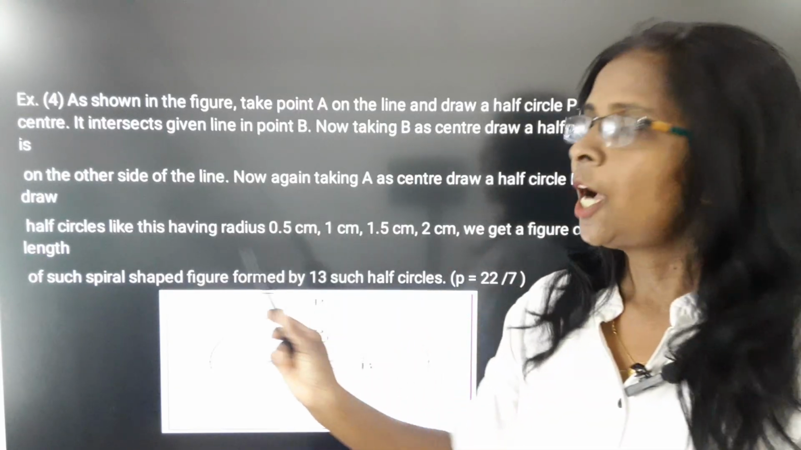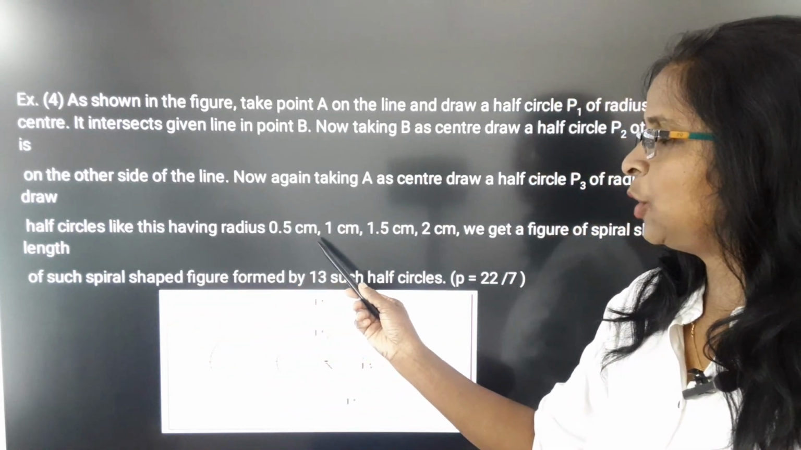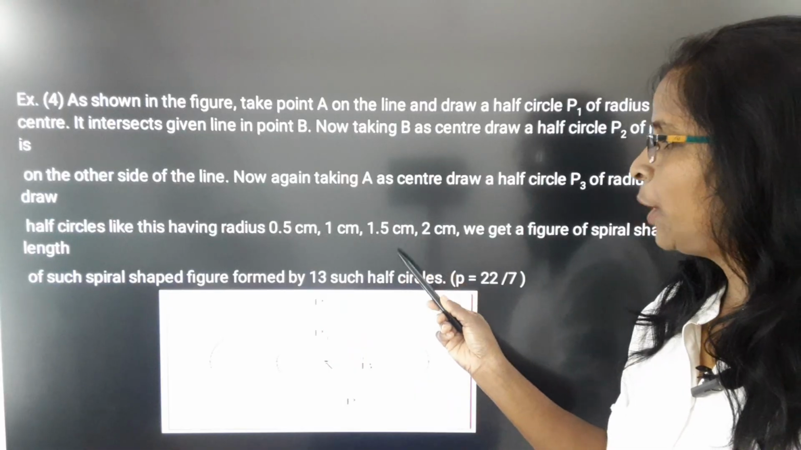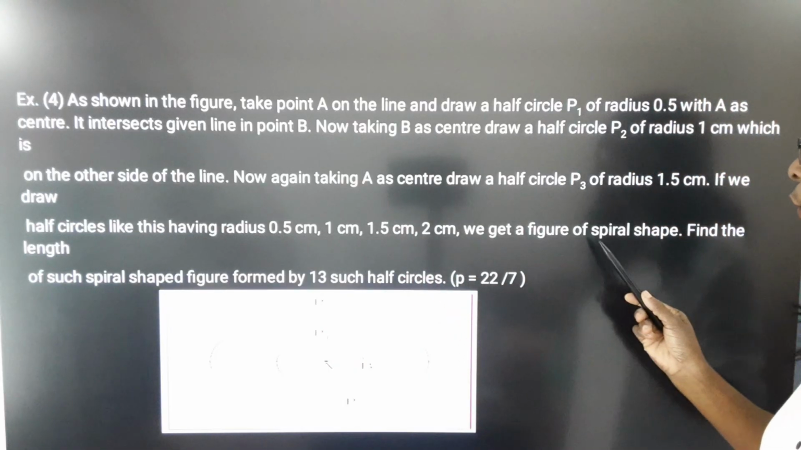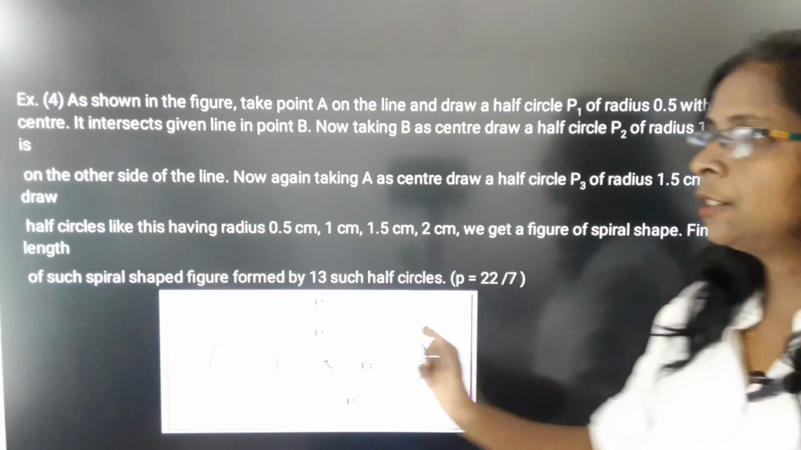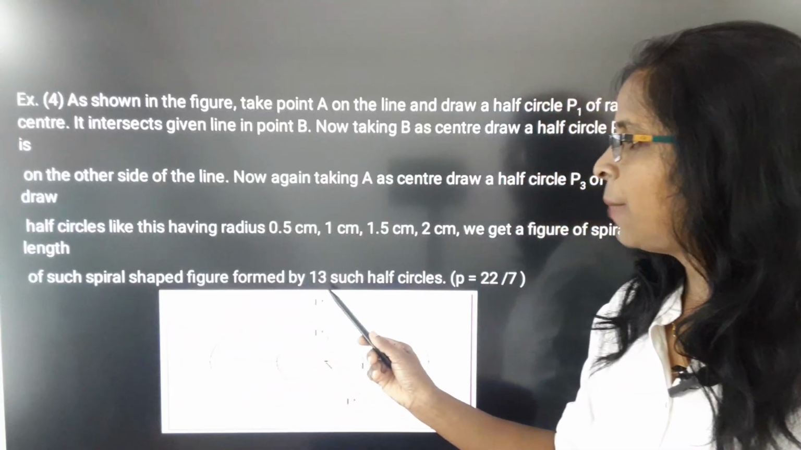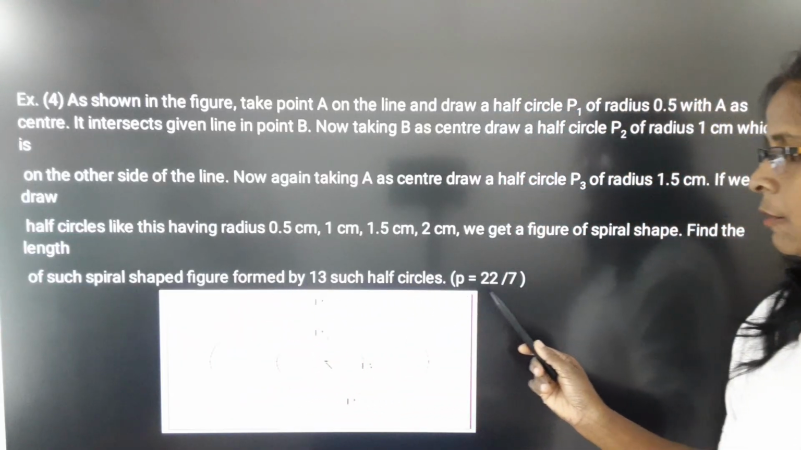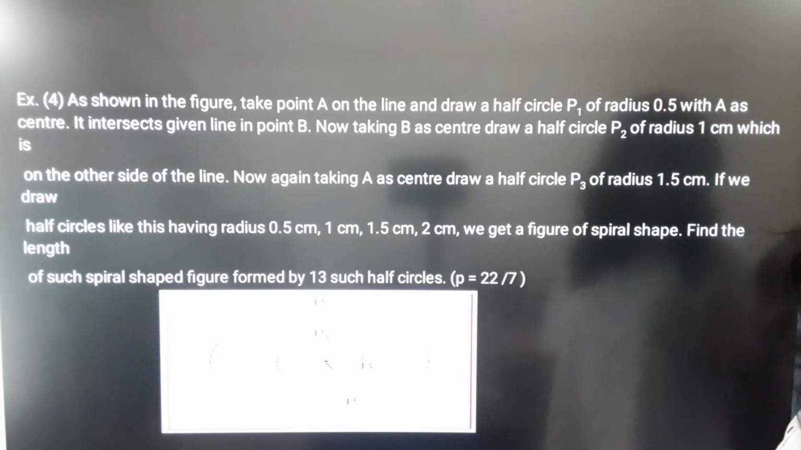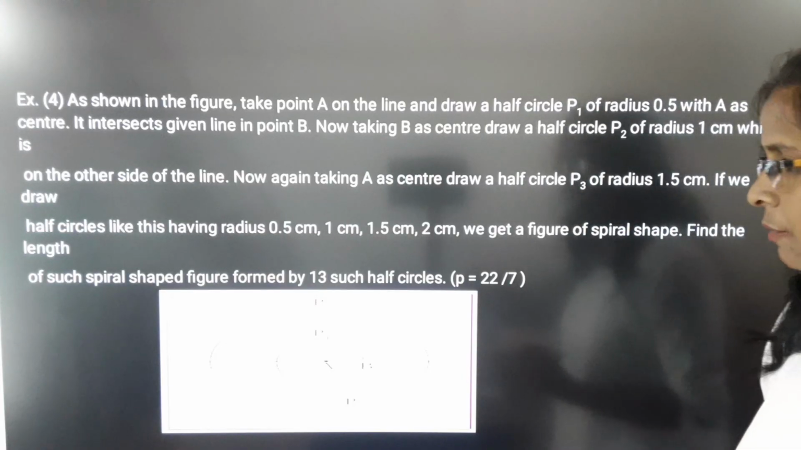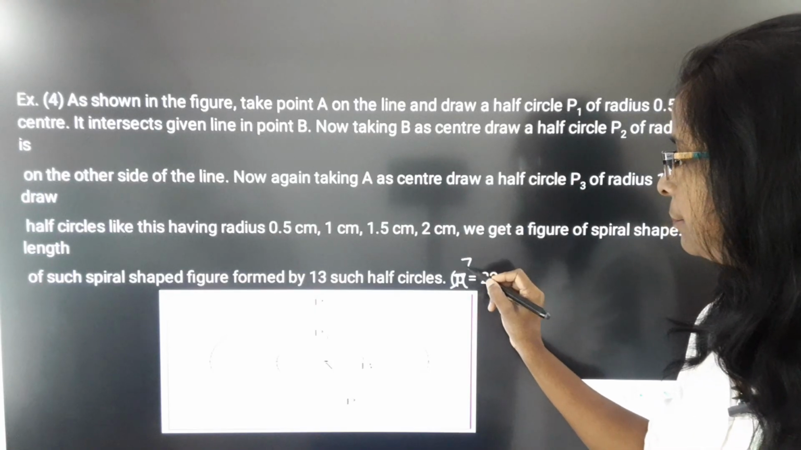If we draw half circles like this having radius 0.5 centimeter, 1 centimeter, 1.5 centimeter, 2 centimeter, we get a figure of spiral shape. Find the length of such a spiral shape figure formed by 13 such half circles, and here the value of pi is equal to 22 upon 7. Okay, see here students, this is the value of pi.